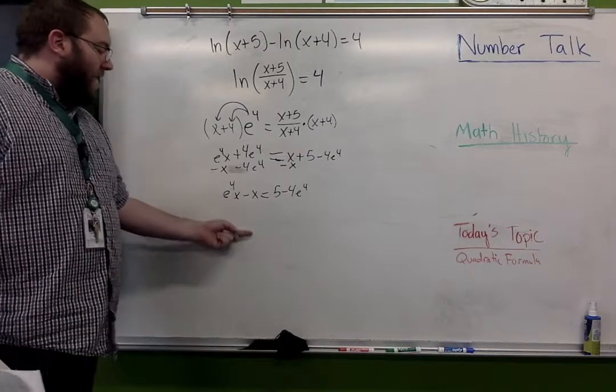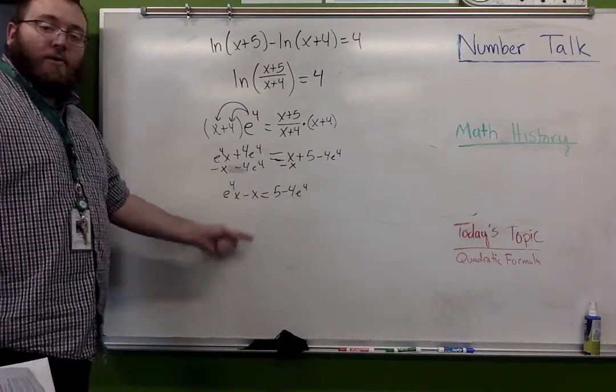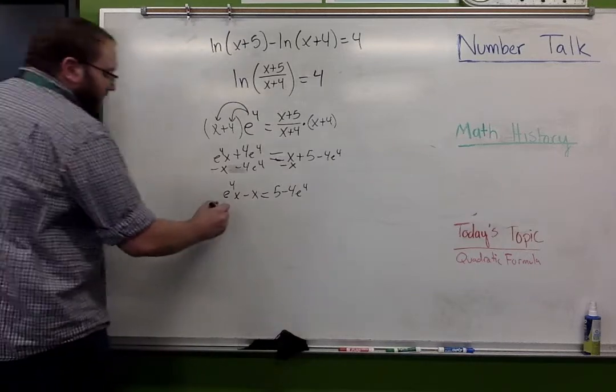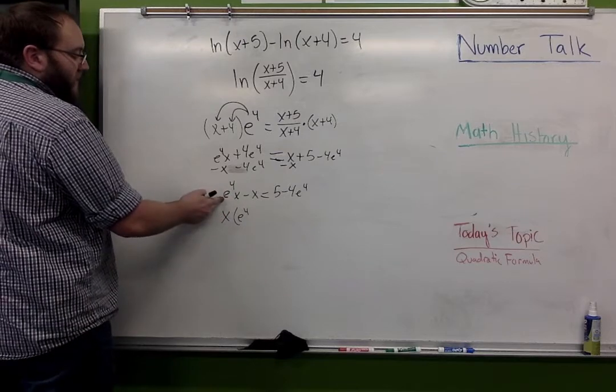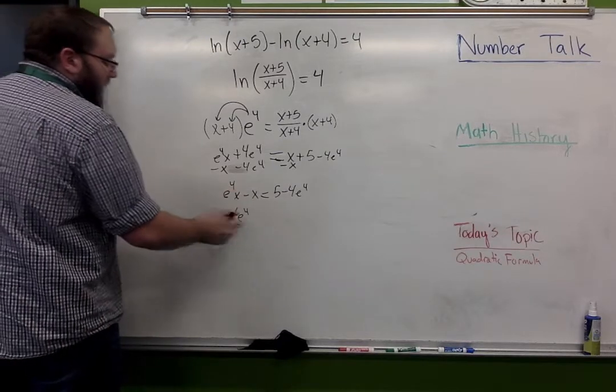How am I going to get x by itself here? Well, I can factor. They both have an x, a greatest common factor of x. So I factor out an x. If I take one x out, I'm just left with e to the 4th. Negative x divided by x is negative 1.